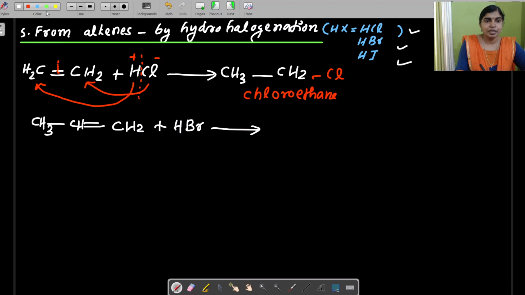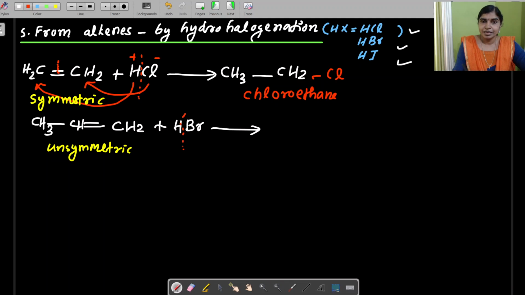So you have to remember a term here. This is a symmetrical alkene, or symmetric. What is meant by symmetric? Both the ends are the same. That means around the carbon-carbon double bond, the groups are similar. What about this? This is an unsymmetric alkene. So when an unsymmetrical alkene is added to an unsymmetrical reagent, you have to remember a rule. What is the rule? That is Markovnikov's rule.